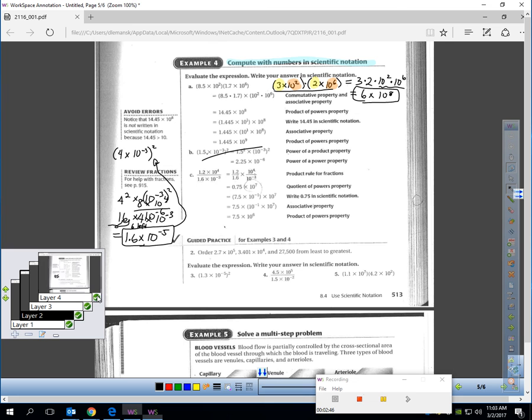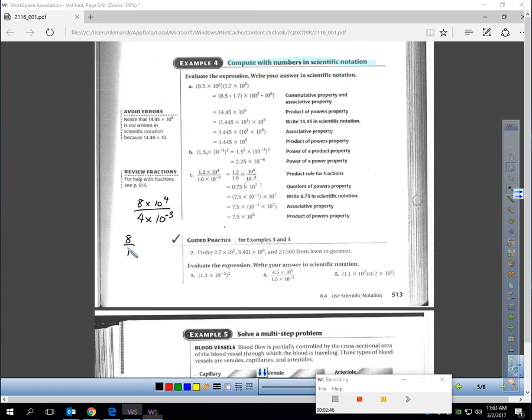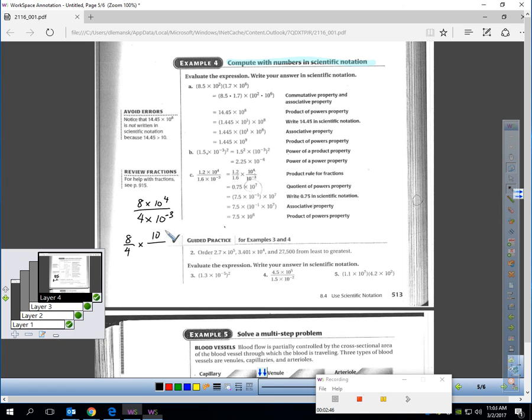Okay? Let's do one more. I got to get this stuff off of here. Okay, here's one more. A division. Okay? I can write this as, I can break this up. I have 8 over 4 times 10 to the 4th over 10 to the negative 3rd. Now, remember, 8 over 4 will be 2. Over here, do you notice how I have the same base? And I'm dividing. I can subtract the exponents. 4 minus negative 3 is 7. So this statement would work out to 2 times 10 to the 7th power.